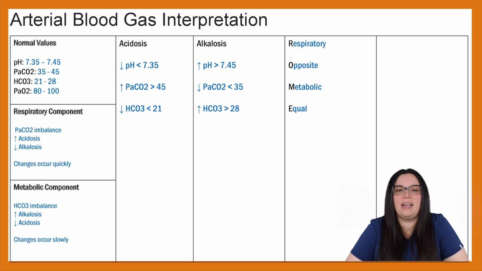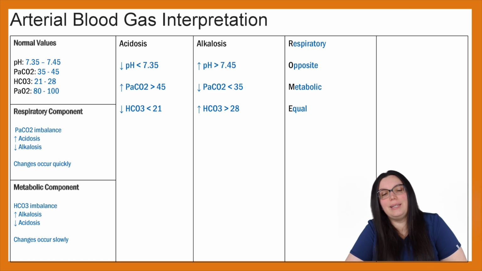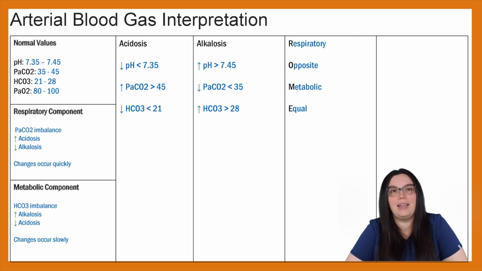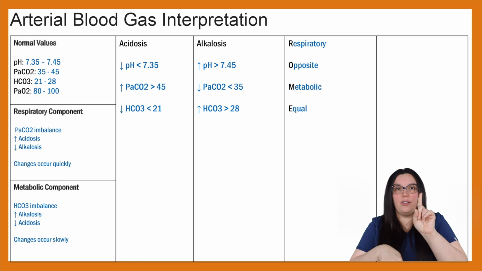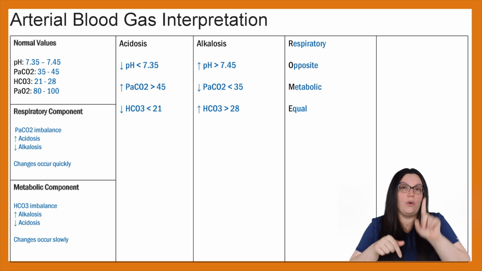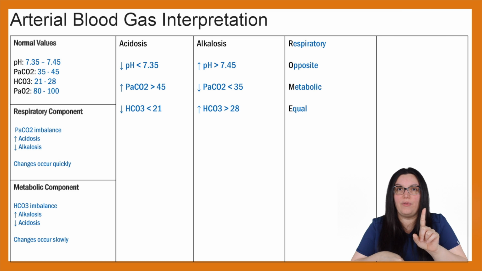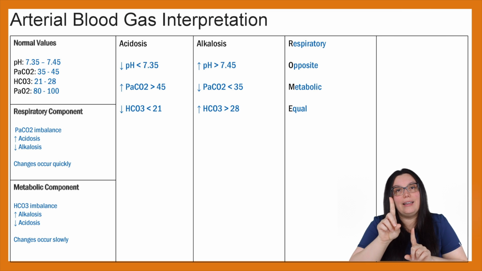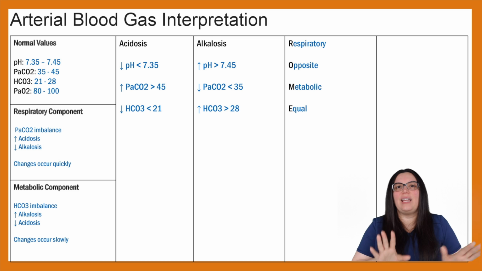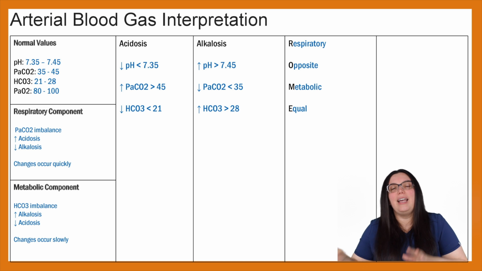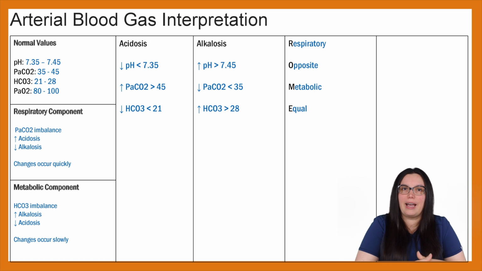Well, again, we talked about it before: respiratory opposite, metabolic equal. What does that mean? Well, if our pH is low and our PaCO2 is high, it's an opposite value, right? So if our pH is low in acidosis, it's less than 7.35, and it's high in PaCO2, greater than 45, that means respiratory opposite. So we know that it is a respiratory component happening within our arterial blood gas.